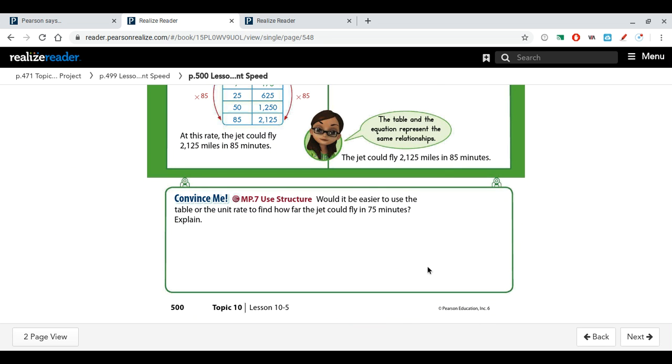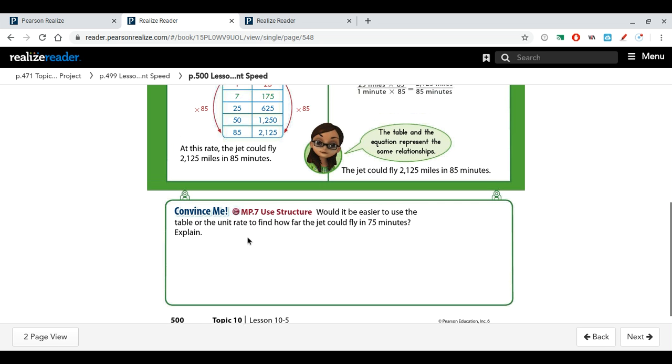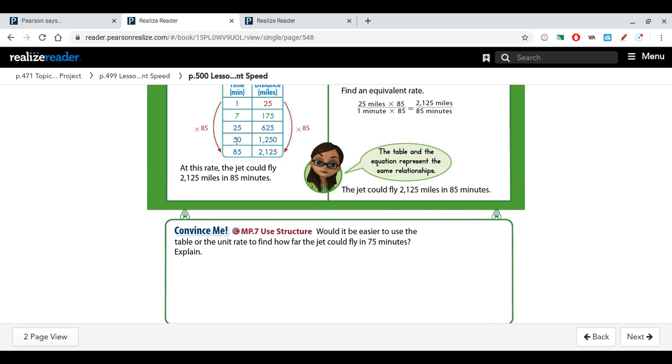All right. We take a look at the Convince Me. Would it be easier to use the table or unit rate to find how far the jet could fly in 85 minutes? Explain. It really is going to be a preference to you what's going to be easier. I find for me that it's easier to find the unit rate and then create an equivalent rate. But if you use the table, it's just extending and adding on your miles and minutes until you hit 85 and then your distance of 2,125.